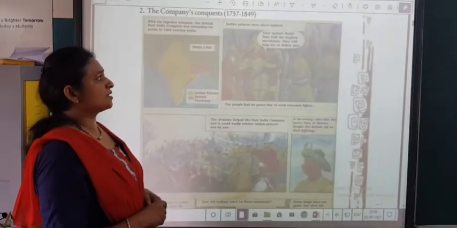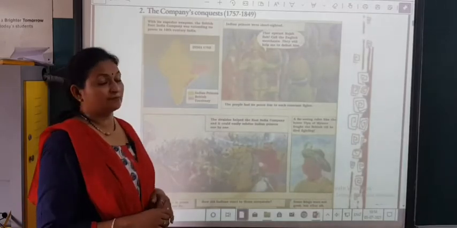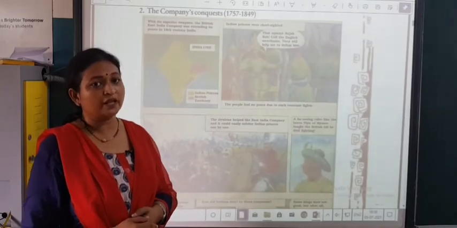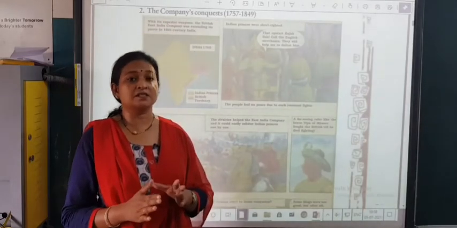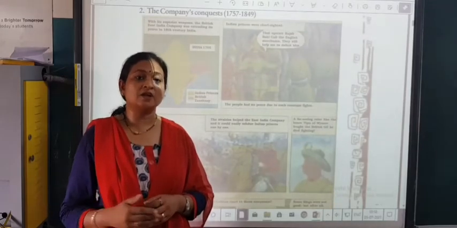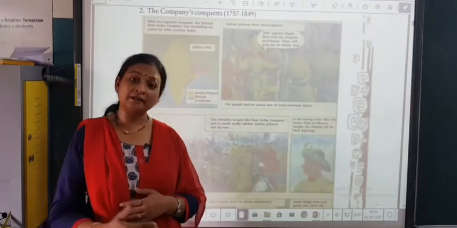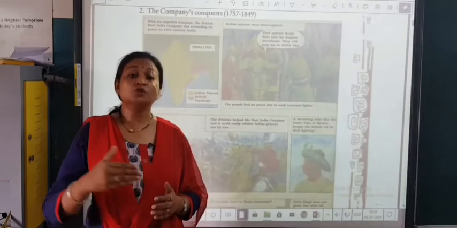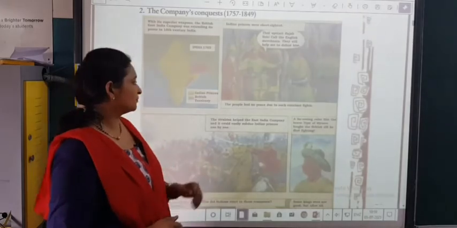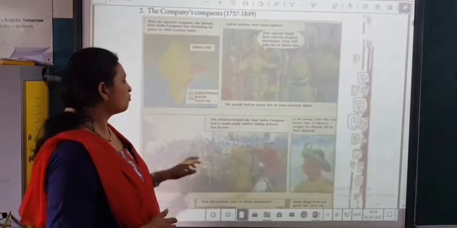That upstart Raja, I will call the British merchants, they will help me to defeat him. Do you know what policy they applied? Divide and rule. Because Indian princely states had fights between other states, and this advantage was taken by Britishers, and they helped other kings and princes to win the small wars, and gradually they took over. The people had no peace due to such constant fights. Continuously there were wars happening.